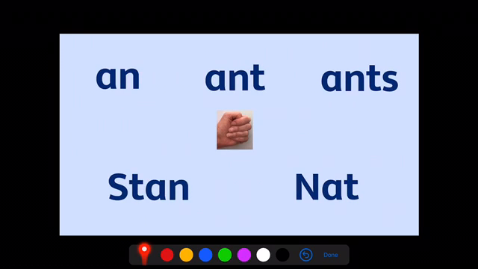An, ant, ants. And we've included suffix S. When we see the letter S at the end of a base word like ant, we know that we're reading about more than one. Stan, gnat. How do we know that they are both names? Well, they both begin with a capital letter.